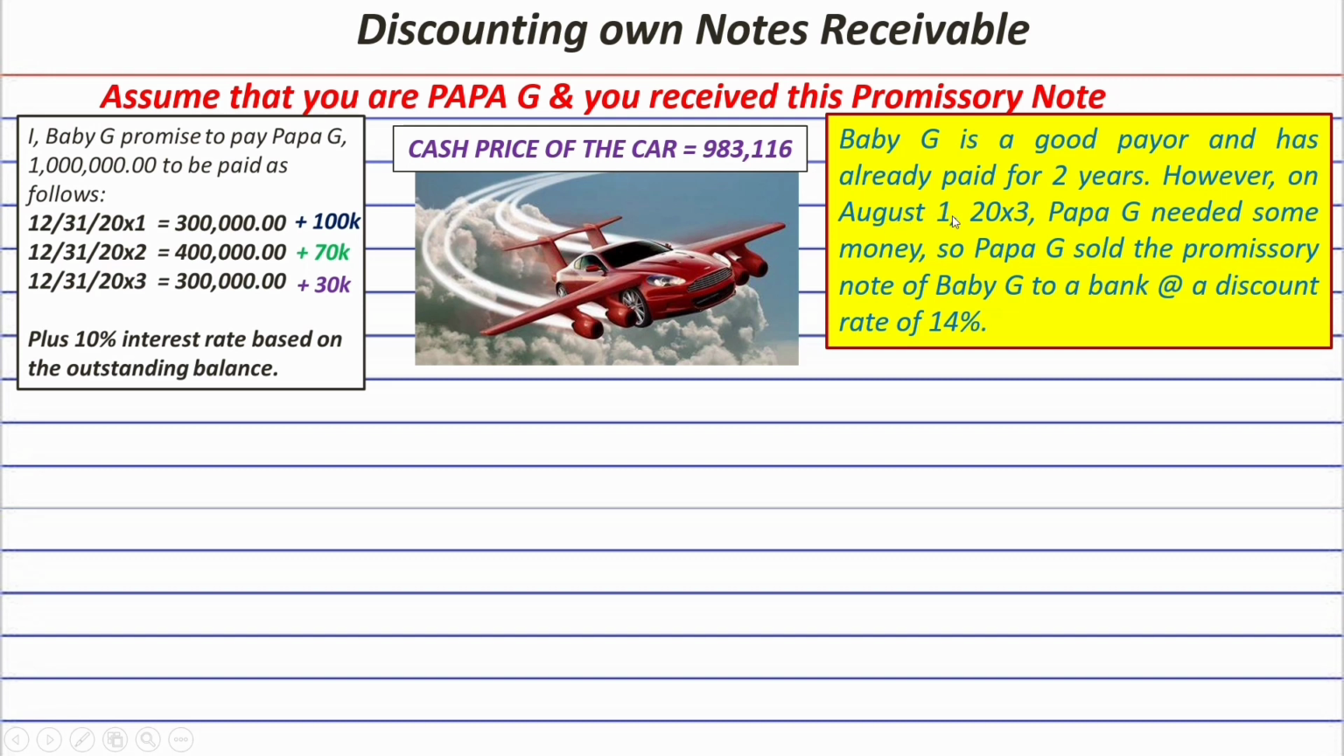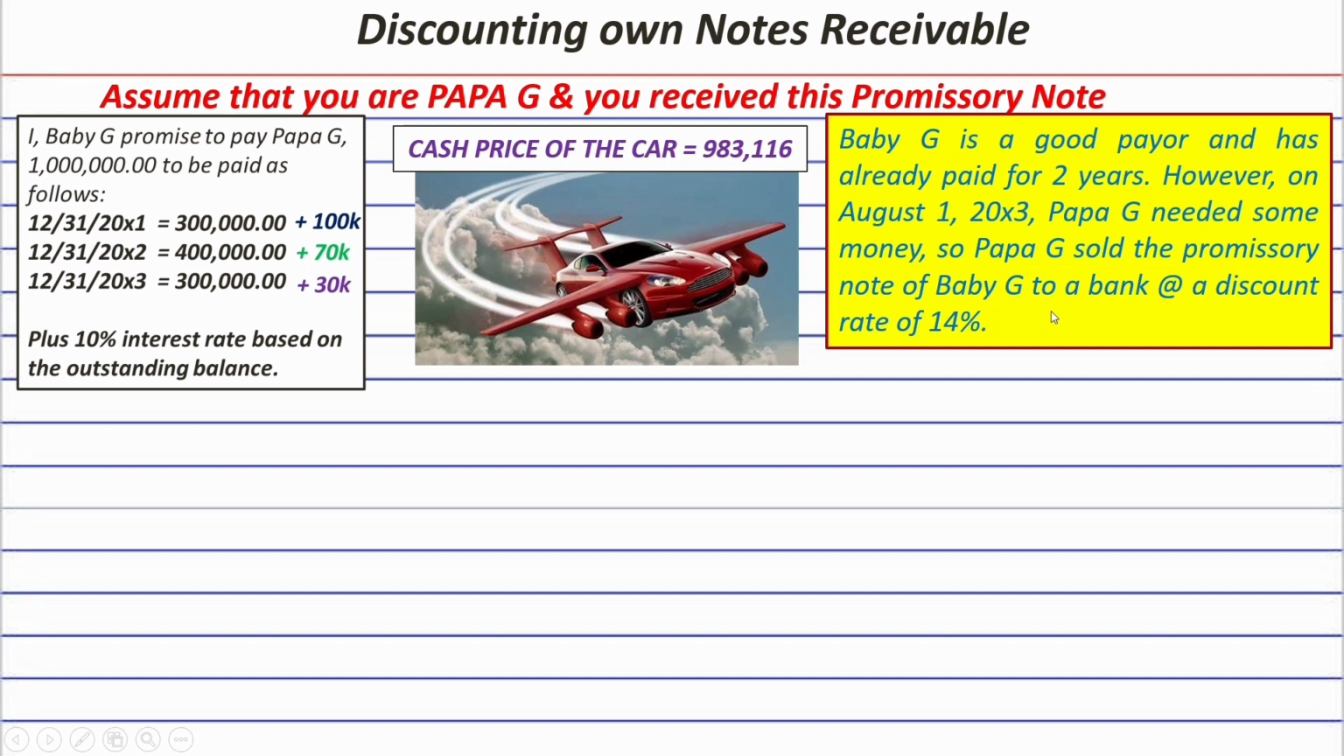However, on August 1, 20X3, Papa G needed some money. You needed some money because you are Papa G as if. So, Papa G sold the promissory note of Baby G to a buyer. It can be a bank. It can be a financial intermediary. So, let's go for assuming that it's a bank. You sold the promissory note of Baby G to a bank at a discount rate of 14%. Okay? So, since you are as if Papa G, you need to account for this.